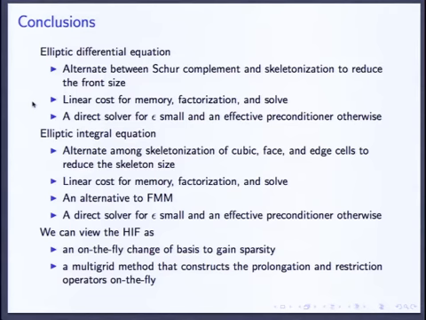I talked about this new hierarchical interpolative factorization technique for solving elliptic problems in the differential equation setting and integral equation setting. So essentially, they combine ideas from Schur complement and skeletonization to make sure that the front size and the skeleton size are under control to have linear complexity.